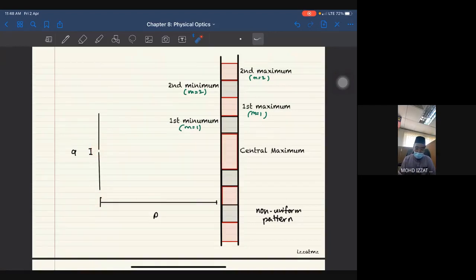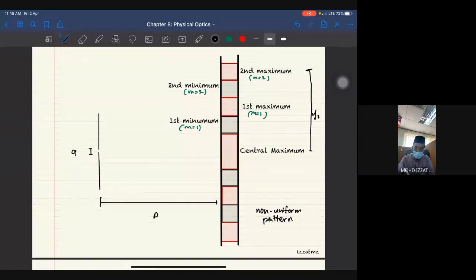Y masih lagi sama. Contohnya kalau Y2, dia daripada sini ke sini. The distance from the central maximum to the second maximum, contohnya dia cari right kan. Kalau yang ni adalah delta Y. Width of central maximum, you can use 2 lambda D over a.